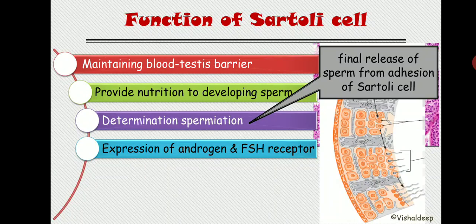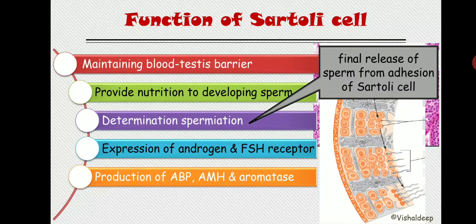Now as far as the synthesis and secretion is concerned, the Sertoli cell will produce 3A or AAA. What is AAA? It produces ABP, AMH and aromatase. Now what is ABP? ABP stands for androgen binding protein, over which the androgen or the testosterone will bind. What is AMH? AMH is anti-Mullerian hormone, which we discuss in our subsequent slide. And the last one is aromatase.